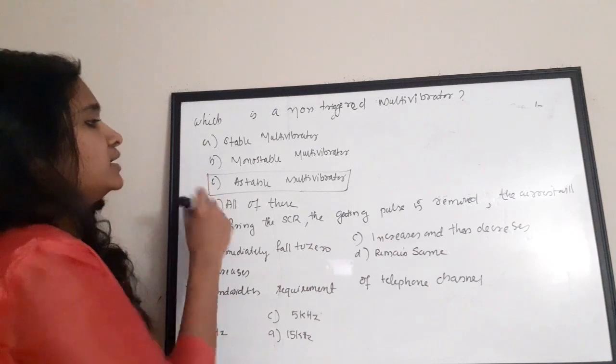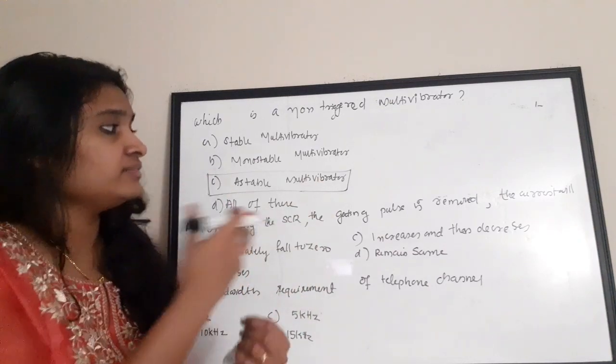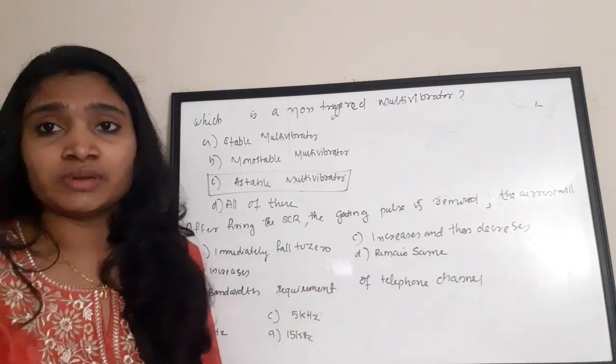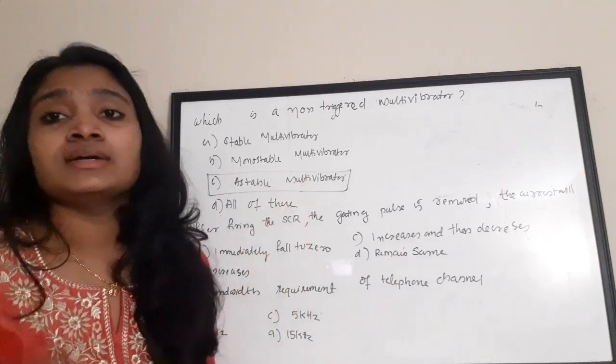I'll include the image of an astable multivibrator. Then you can identify that it doesn't have a triggering signal. Correct answer here is option C.